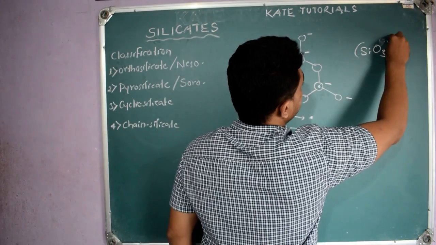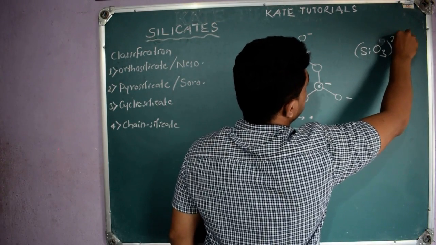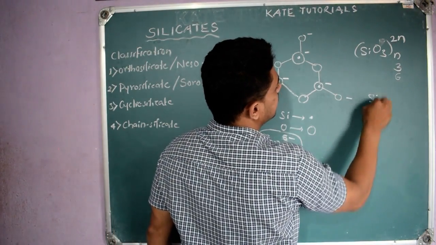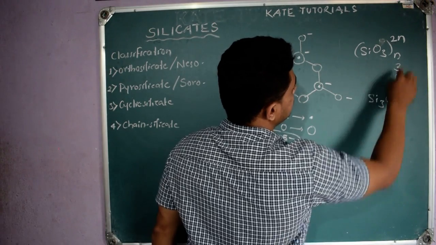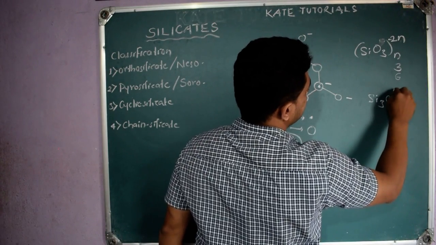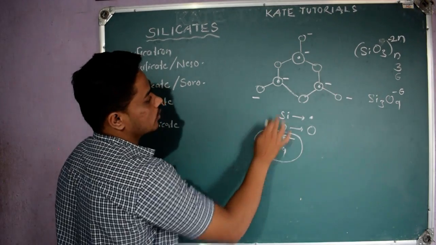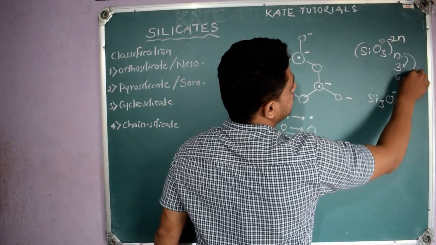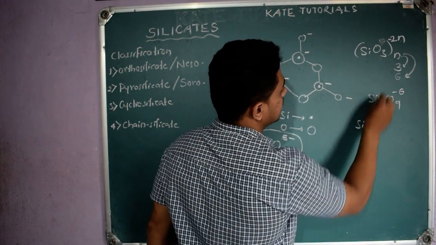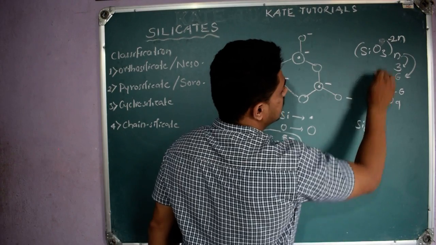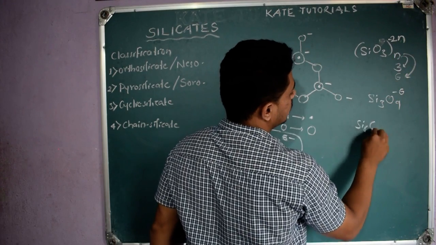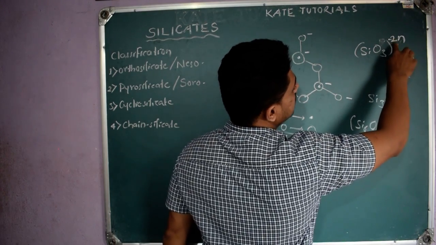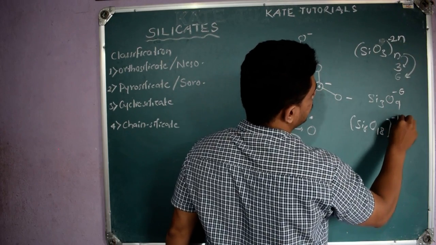So the general formula will be SiO3 to the N, with 2N minus. If N is 3, what do I get? Si3, 3 3s are 9, O9, and 3 2s are 6, minus 6. So this is the formula of this molecule. If instead of 3 I take N as 6, then what will I get? It will be Si6, 3 into 6, O18, and totally 6 into 2, minus 12.